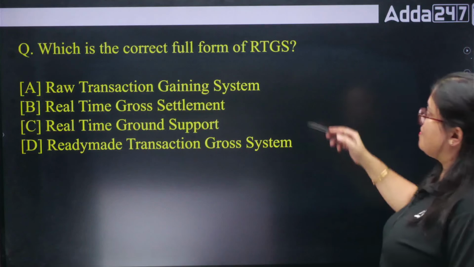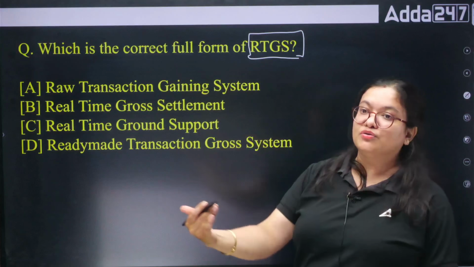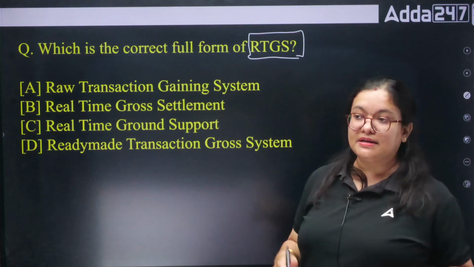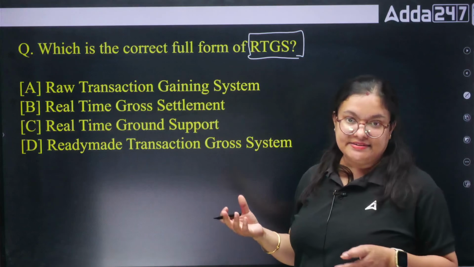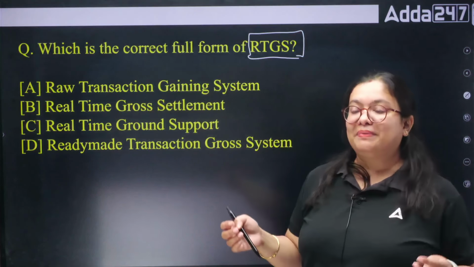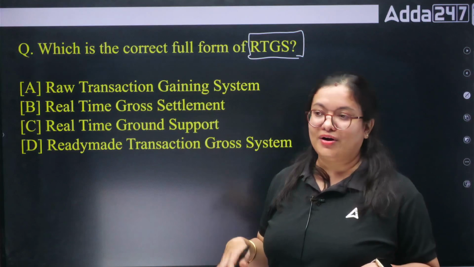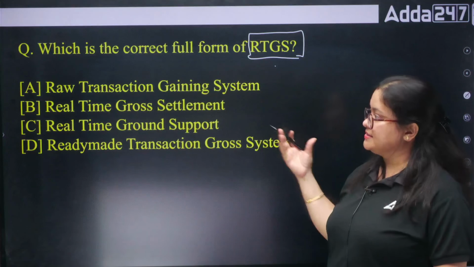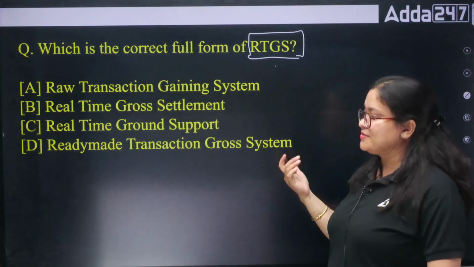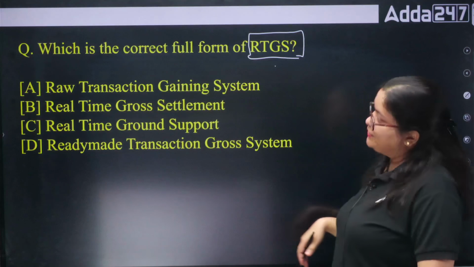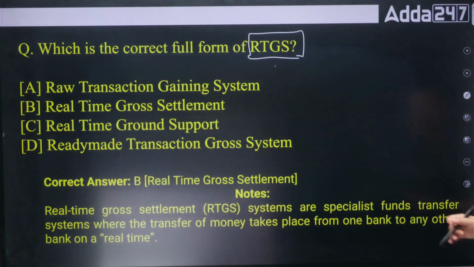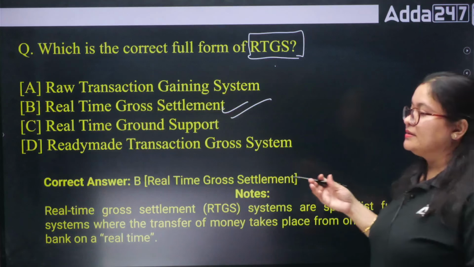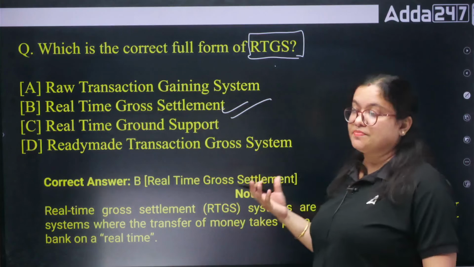Next, what is the correct form of RTGS? Now you want to give an amount of around 5 lakhs plus to a person. You want to transfer the amount to a particular person, and for that reason we usually do RTGS. We do not use Google Pay, right? The Google Pay limit, I think, is around 1 lakh or 99,999. So we do RTGS for a huge amount. What is the full form of RTGS here? Raw transaction, real time gross settlement, real time ground support, or ready-made transaction. So RTGS is the full form of real time gross settlement, and we use it when we want to transfer a very huge amount of money, okay.